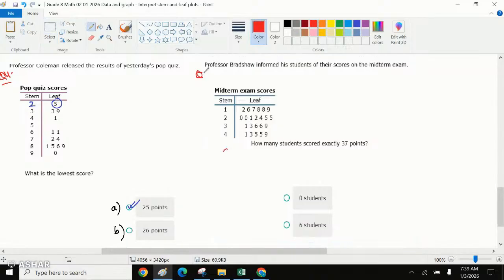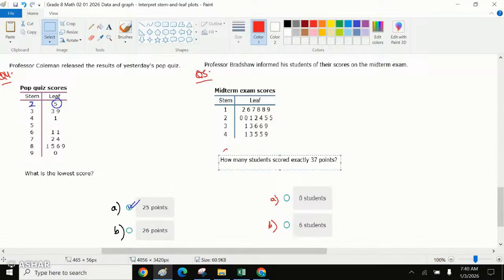Moving on to question number 5. Professor Bradshaw informed the students of their scores in the midterm exam. Okay, these are the two options he gave, and it shows a stem and leaf plot of exam scores. The question says how many students scored exactly 37 points, right? You need to look at exactly 37. So what would be exactly 37?